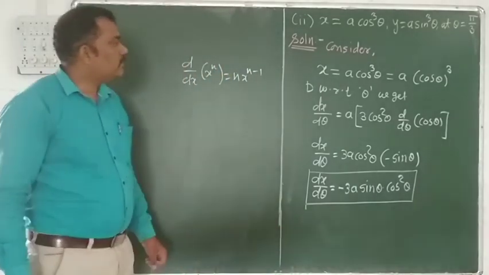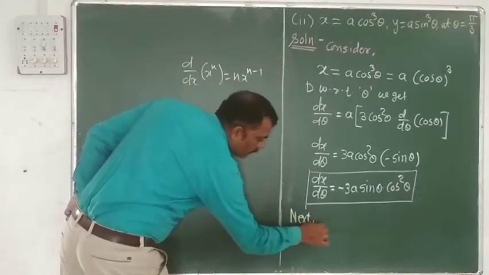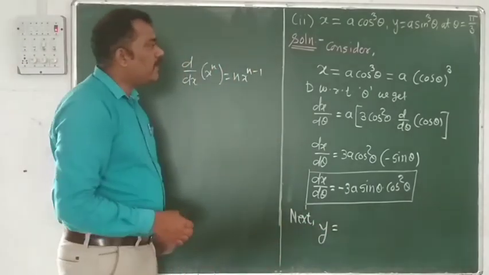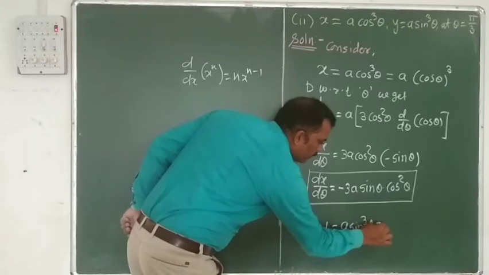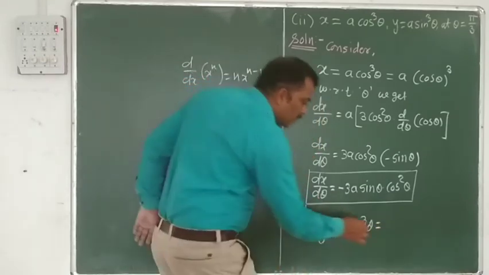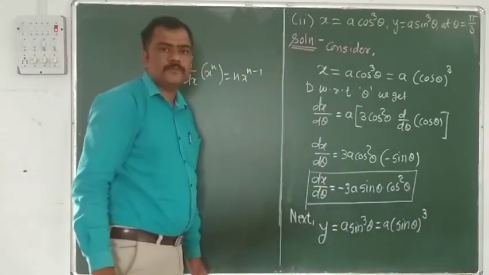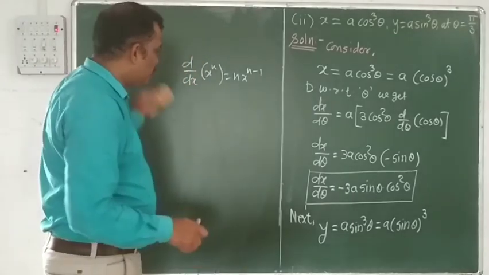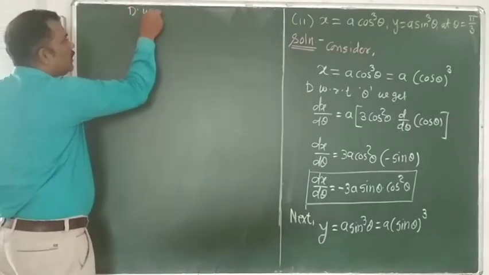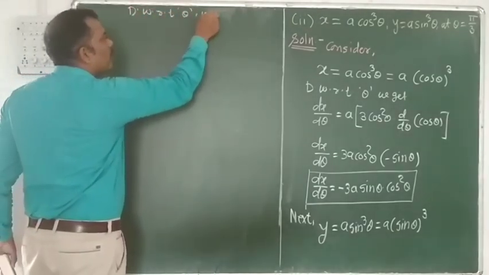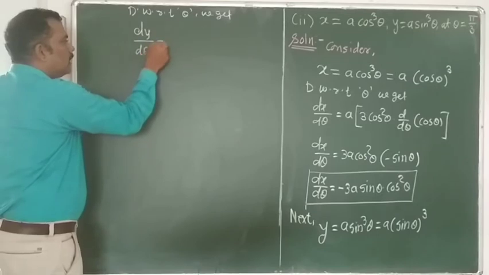Next, we consider y. What is the value of y? y is a sin cube theta, which can be written as a into (sin theta) whole cube. We differentiate with respect to theta, so we get the differentiation of y with respect to theta, dy by d theta.